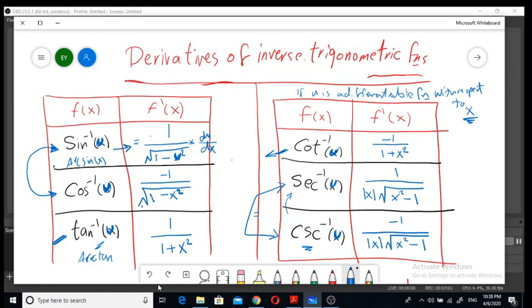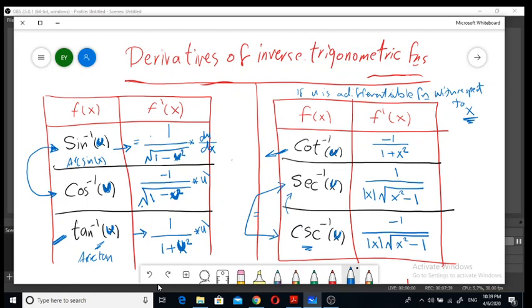Cosine inverse u, the first derivative of cosine inverse u, where u is a differentiable function with respect to x, will be negative 1 over square root of 1 minus u squared times u prime, or we can say du by dx. And the first derivative of tan inverse u, so we are going to replace x by u, will be 1 over 1 plus u squared times u prime.